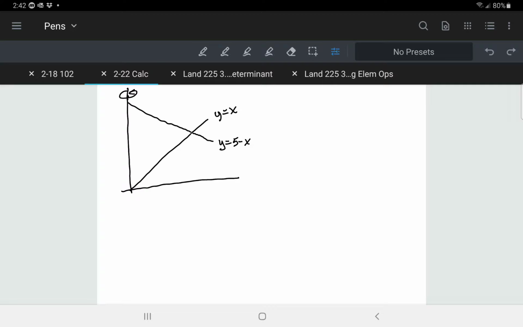So one thing we need to figure out is where do these two meet? So where is it that y is equal to x and y is equal to 5 minus x? They meet when x is equal to 5 minus x, or 2x is equal to 5, or x is equal to 5 halves. So this is the point (5/2, 5/2).